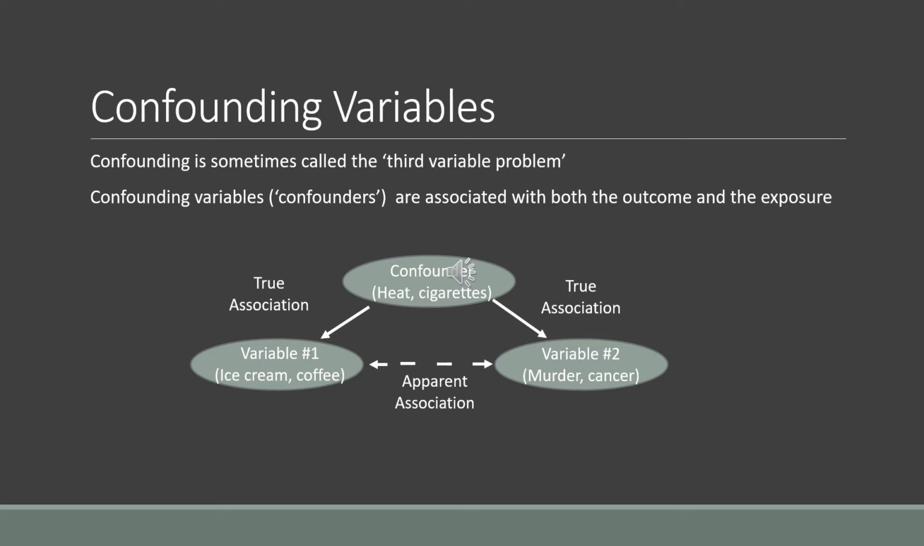So heat is truly associated with ice cream purchases. Heat is truly associated with increased murder. So if you don't assess for that third confounding variable, heat, you may make an apparent association which is actually untrue or fallacious. The other example we looked at was coffee and lung cancer diagnosis. So a study found that coffee was associated with lung cancer. However, it turned out that coffee drinkers smoke more cigarettes, and that obviously cigarettes are already associated with lung cancer. So cigarettes were the third variable or the confounding variable in that study.